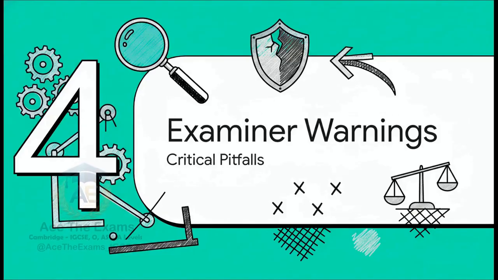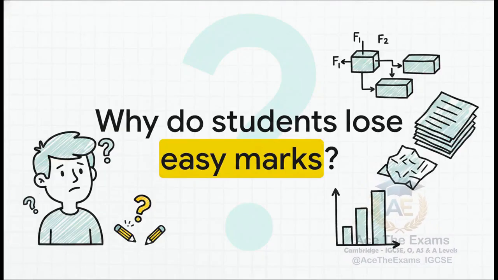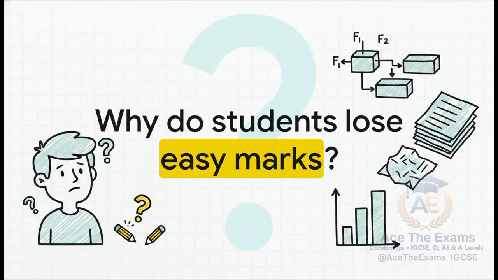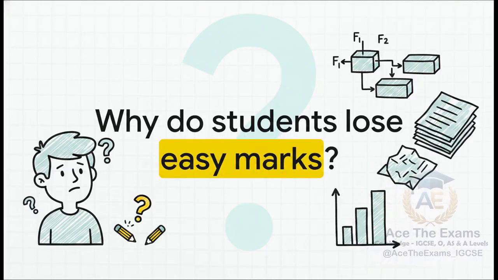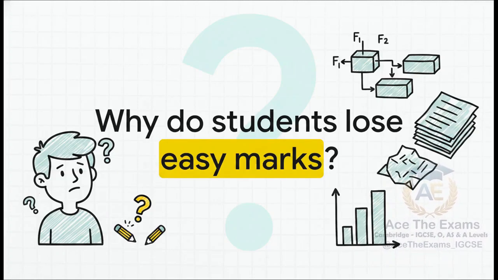Okay, on to section 4. This is absolutely crucial. Critical examiner warnings. We've spent a lot of time looking through the principal examiner reports, and it really begs the question, why do smart students, who totally understand the math, still lose easy marks on these specific traps? I'll tell you a secret. It is rarely because they don't know what a force is. It is almost always because of easily fixable formatting and presentation pitfalls. Let's actually look at the data.